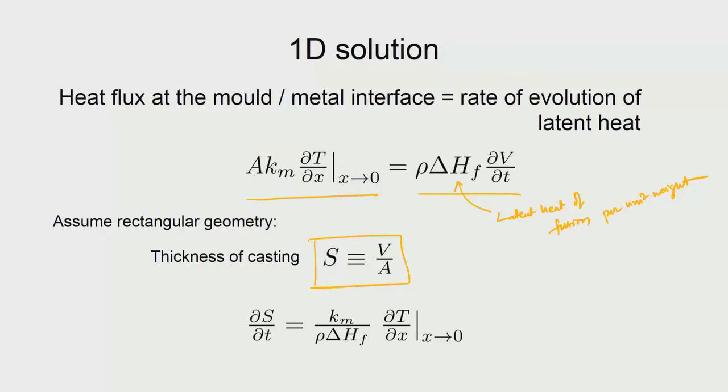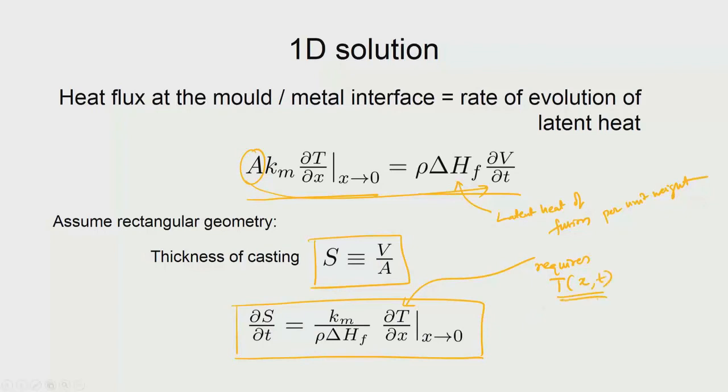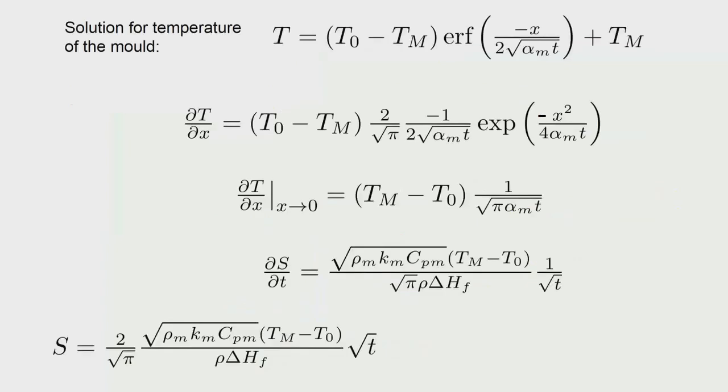Now we can see this expression and manipulate it to see that you take the A to the denominator there, and you can see that ∂S/∂t is nothing but Km by rho into delta Hf into ∂T/∂x evaluated at x equal to 0, which means that this requires T as a function of x, or maybe also t. But we need this functional form, and for that we basically lean on the solution that we just now obtained. We already have a solution in the form of the error function, so we go ahead and use that.